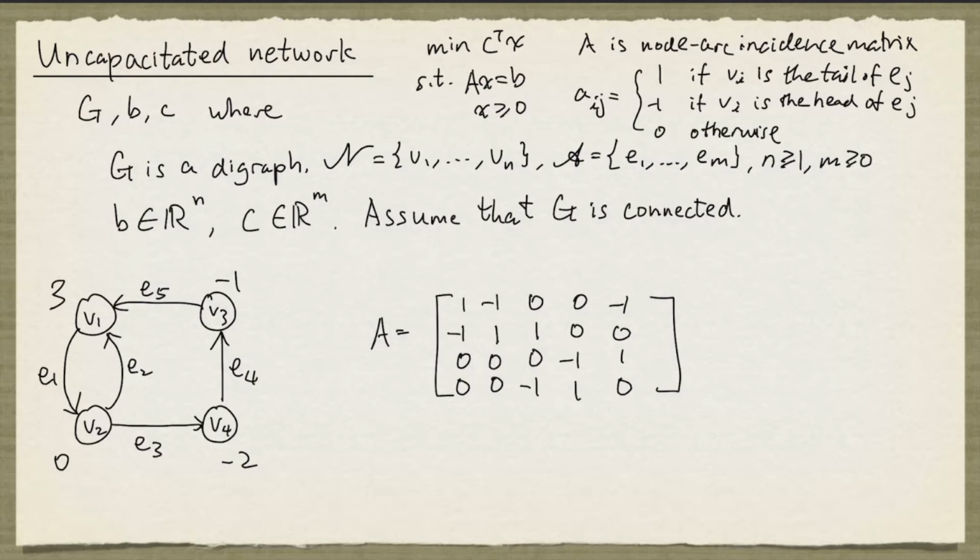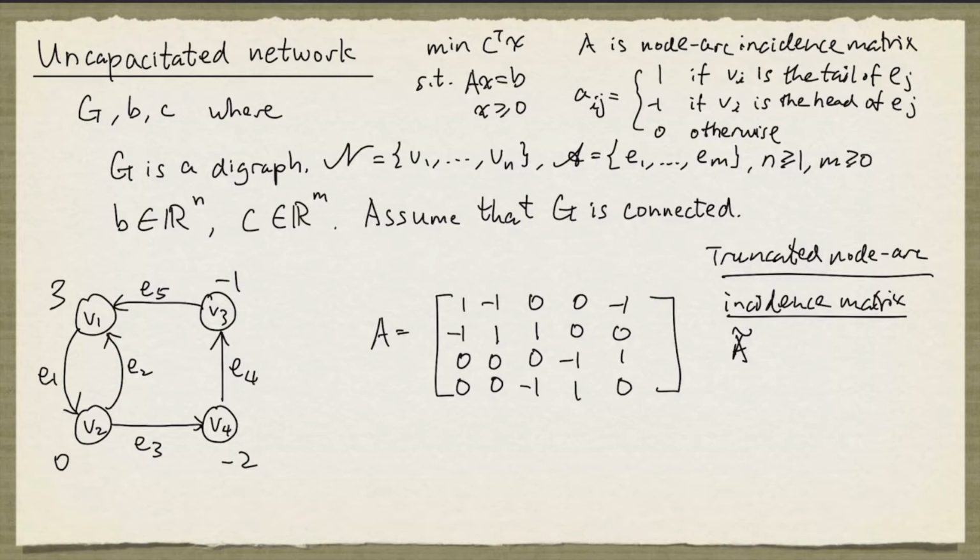As you might notice, every column of A has exactly two non-zero entries, 1 and -1. And that's because every arc has exactly one tail and one head. And so if you add up all the rows of A, you'll get a row of zeros. And that means the rows of A are not linearly independent. But under the assumption that G is connected, we can take any n-1 rows of A and they will be linearly independent. This leads to the notion of a truncated node arc incidence matrix.